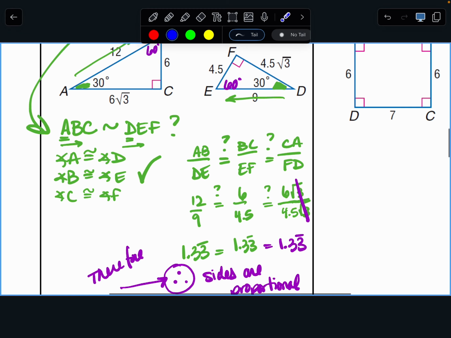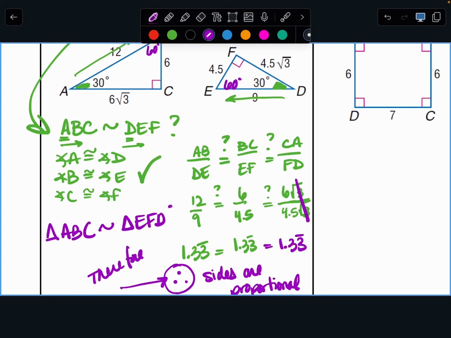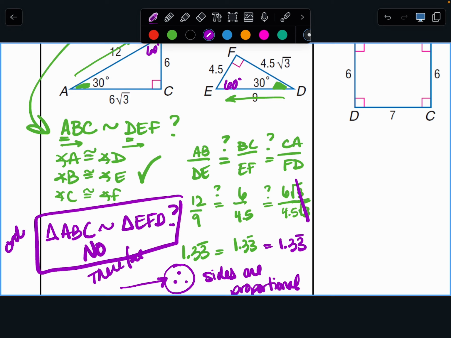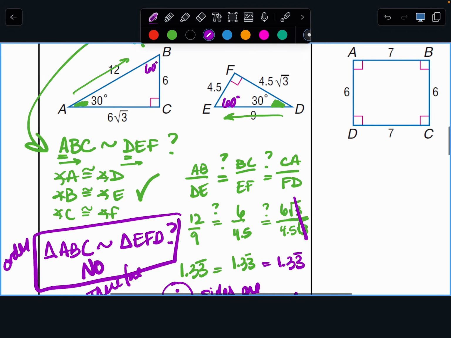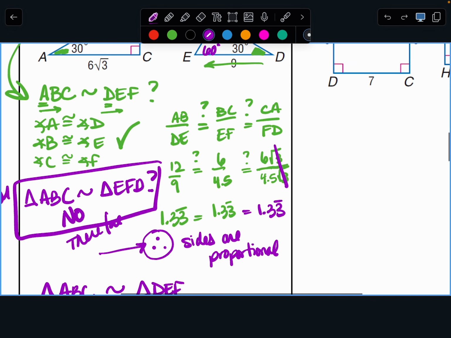Because if I turn this around and said, is triangle ABC similar to triangle EFD? That would be a no because of order. Because A doesn't match E. A and E don't match. So it has to be the order that you're looking at. Just like for congruent, not in that order.